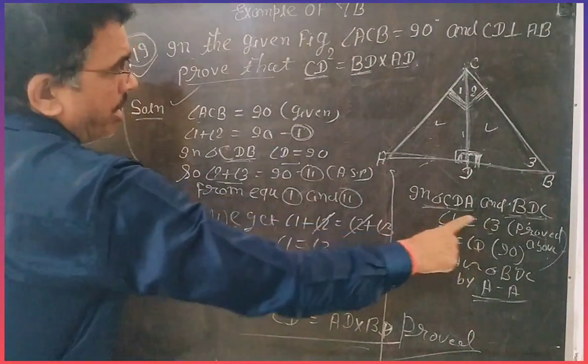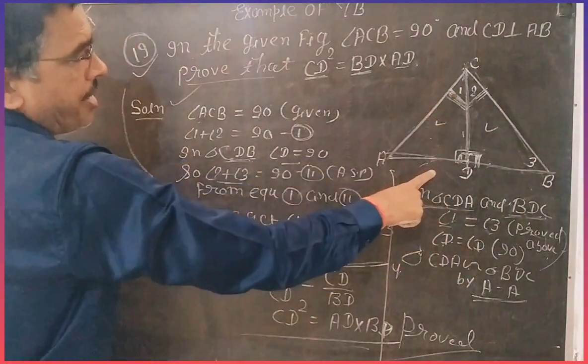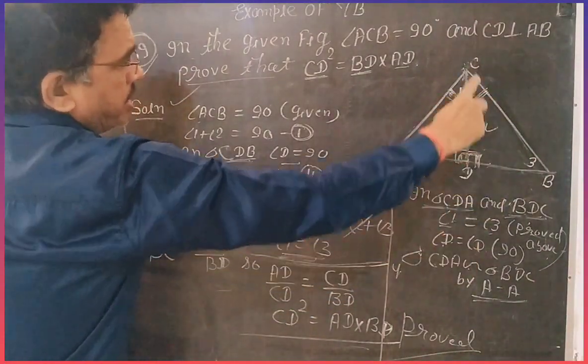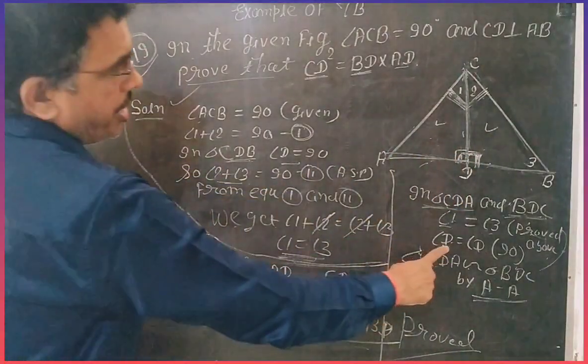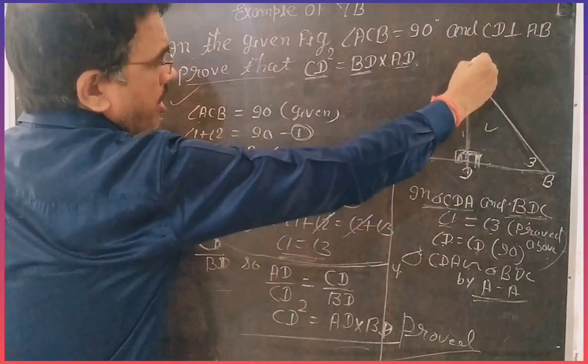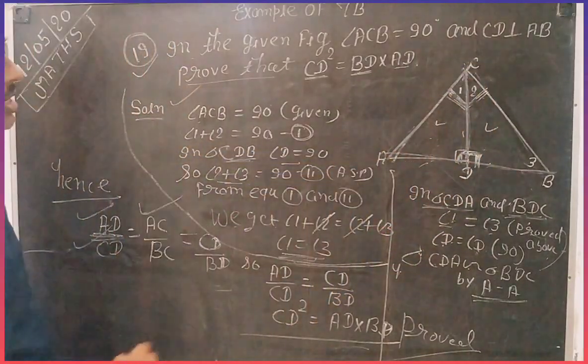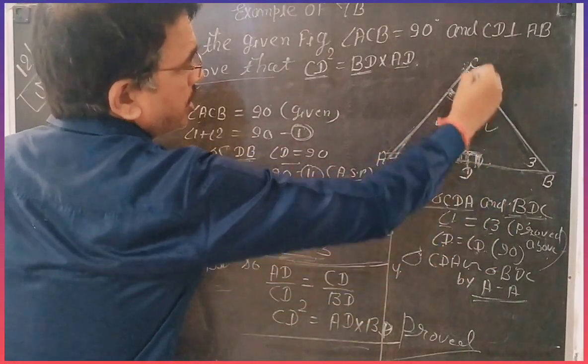Angle 1 is equal to angle 3. Opposite of angle 1 is AD. Opposite of angle 3 is CD. So AD, then CD. Next, angle D is equal to angle D. Opposite of D is AC. I write here AC. Opposite of D, CB.